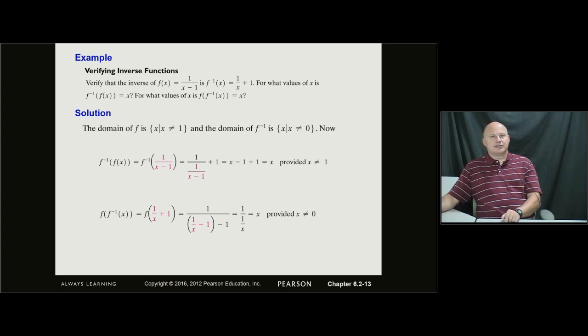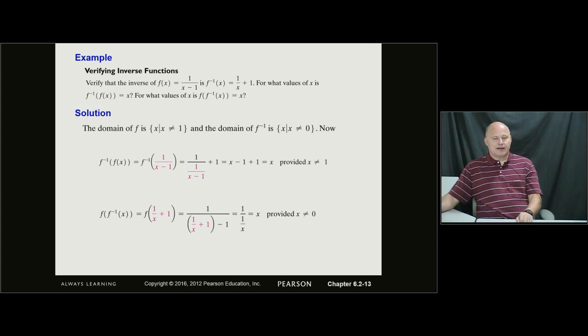So therefore, these two functions are inverses of each other. Now what does that mean? Well, that means if I have (a, b) working for the original function, then I'm guaranteed that (b, a) is going to work for the inverse. Let's give you an example. Let's put a number in the original function, f of x. Let's put in 0. If we put in 0, we get 1 over 0 minus 1, and that is negative 1.